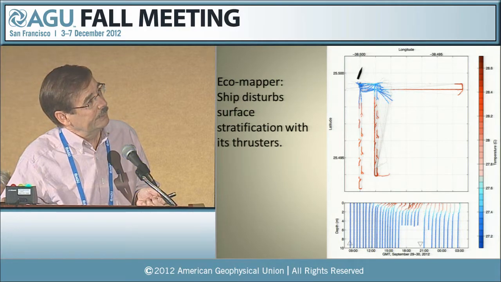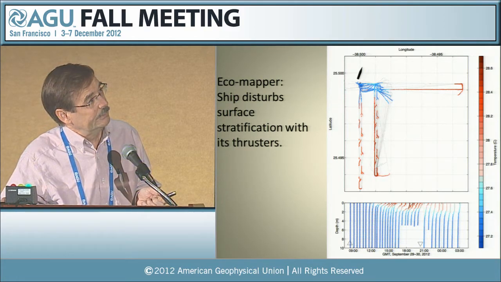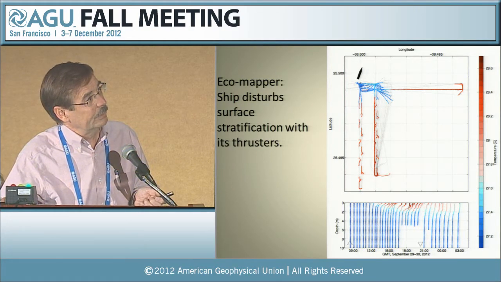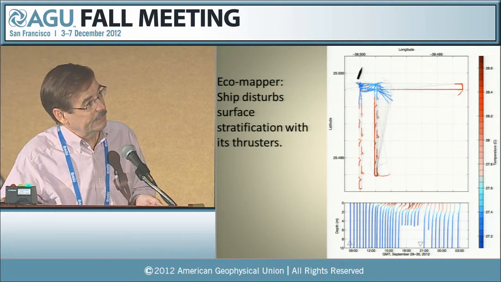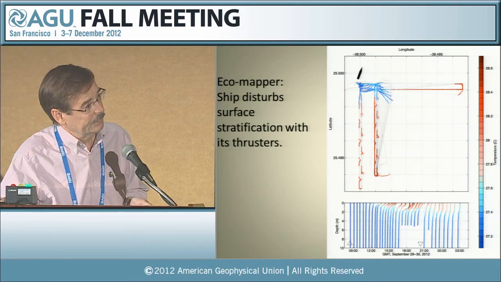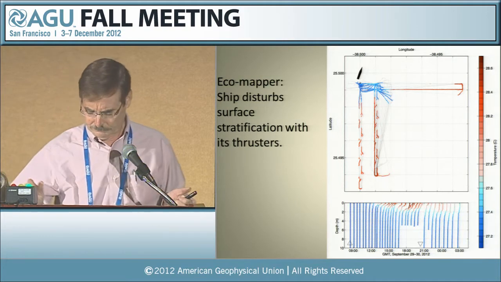but notice when he gets near the ship, the temperature drops. So it was clear that the operation of the ship's thrusters was stirring the local patch of water a few hundred meters around the ship, whereas diurnal warming had built up a nice stratification away from the ship. Here's during the day, you can see the stratification build up in the upper couple of meters.